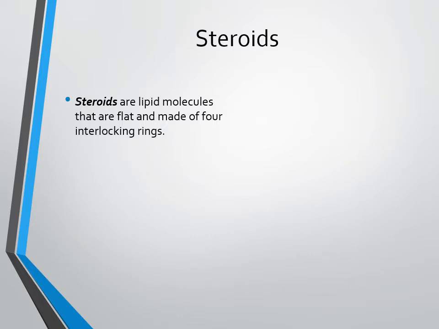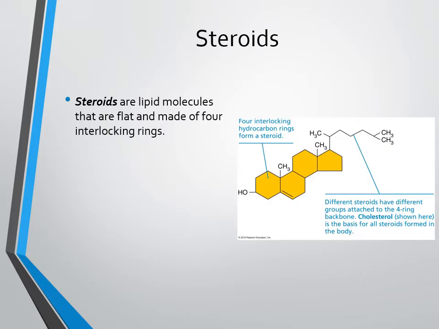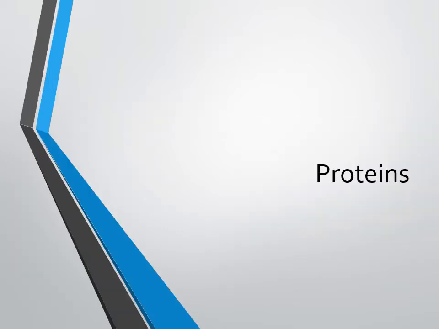All right, so steroids are also considered a lipid. They're flat and made of 4 interlocking rings. So you have your 4 hydrocarbon rings right here, and then you have different types of groups that stick out of here. This is a cholesterol molecule right here, which is considered a steroid. Steroids include cholesterol, your estrogen and testosterone, adrenaline, cortisol, and insulin.